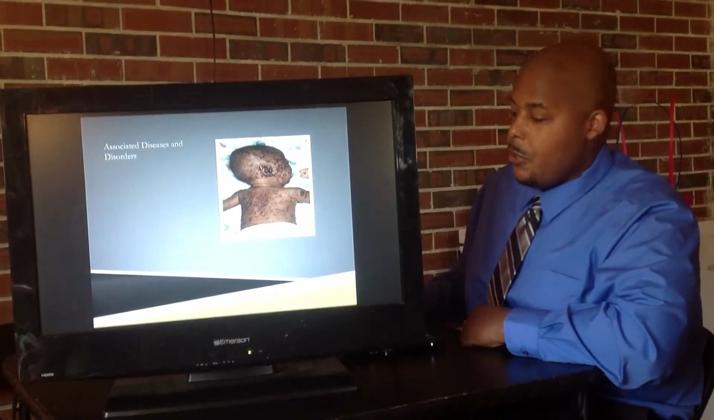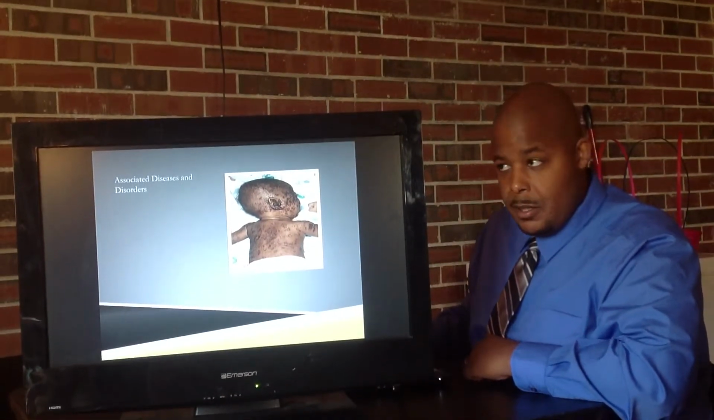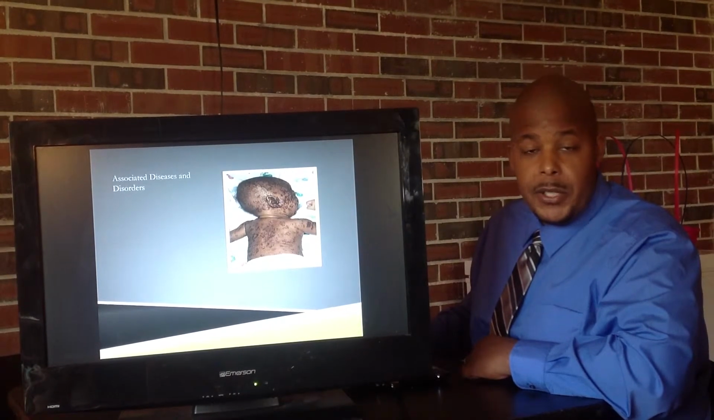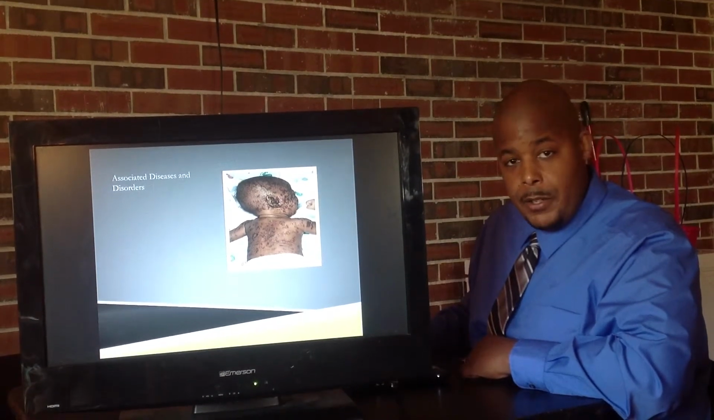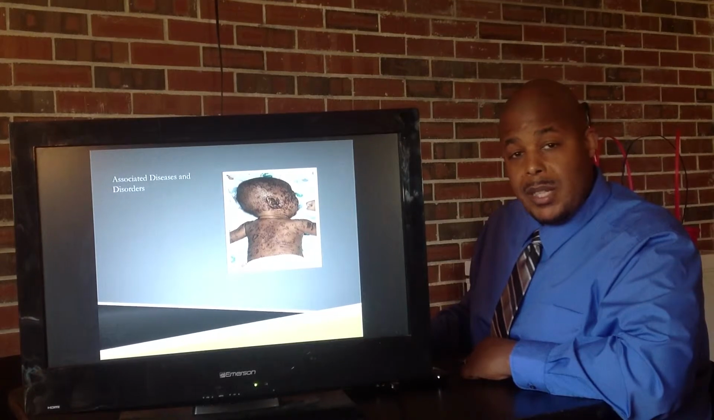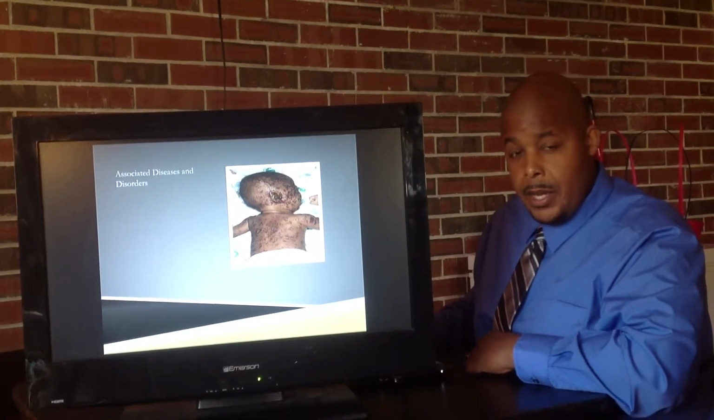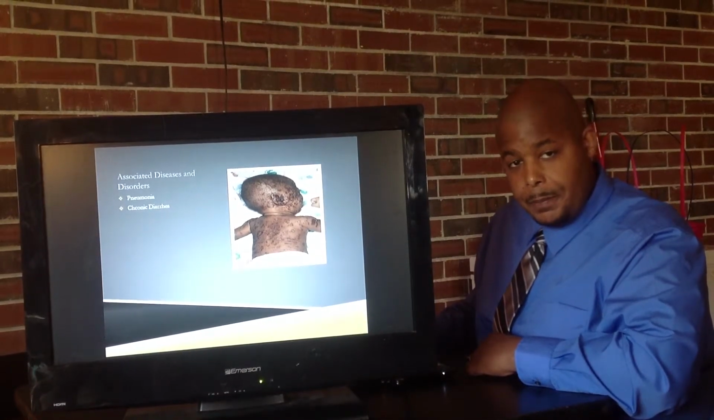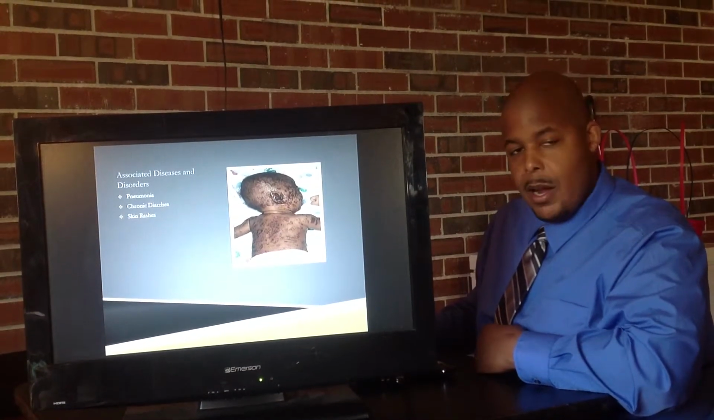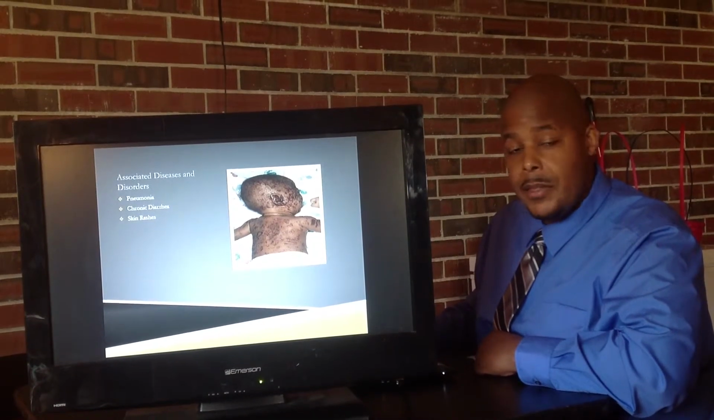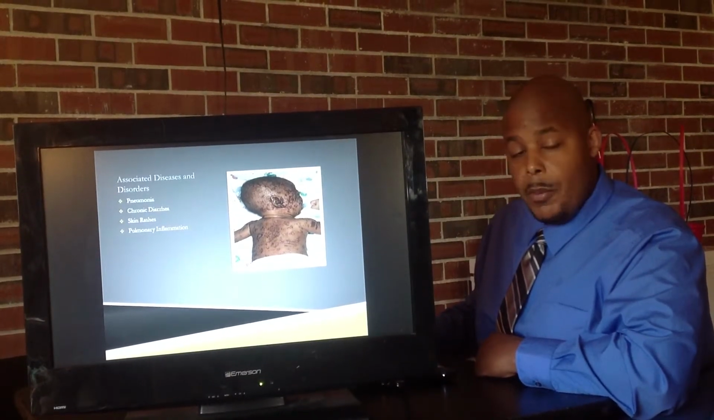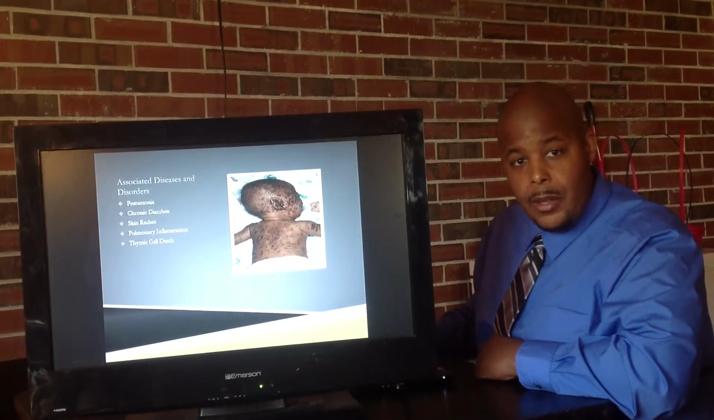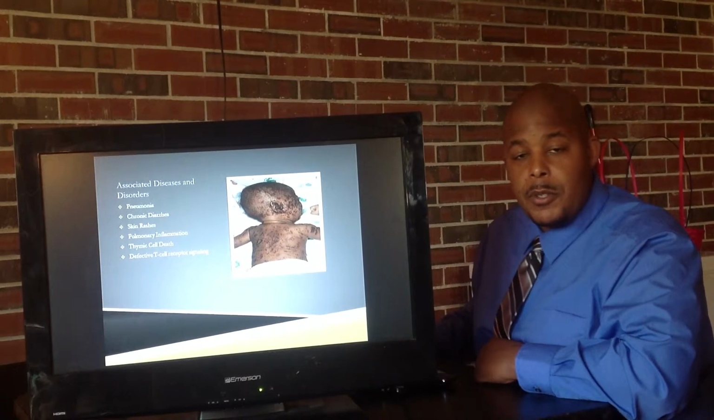Alright, so what are the associated diseases and disorders? If you look at this picture, this is a picture of an infant with a severe rash that stems from the ADA deficiency. One of the first most common diseases associated with ADA deficiency is pneumonia. The second one is chronic diarrhea. The third one is skin rashes as shown in this picture right here. Pulmonary inflammation, thymic cell death or T cell death, and defective T cell receptor signal.